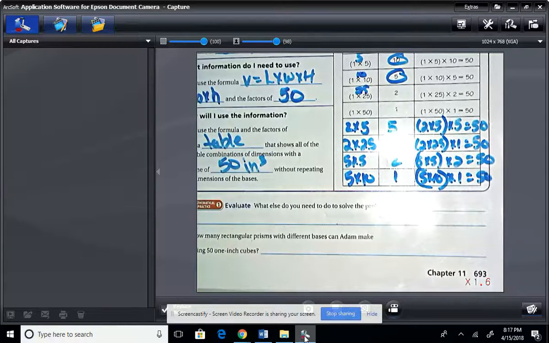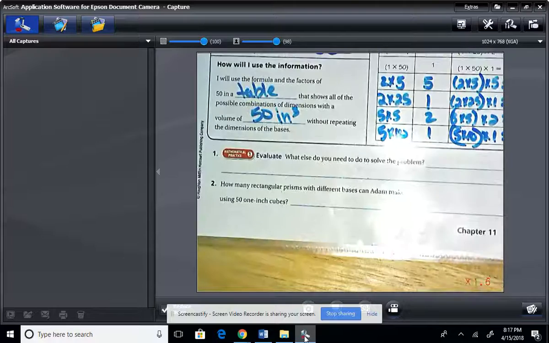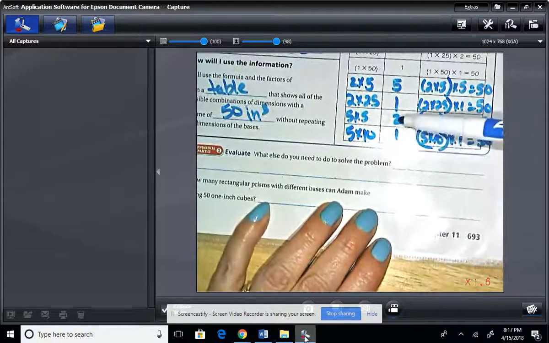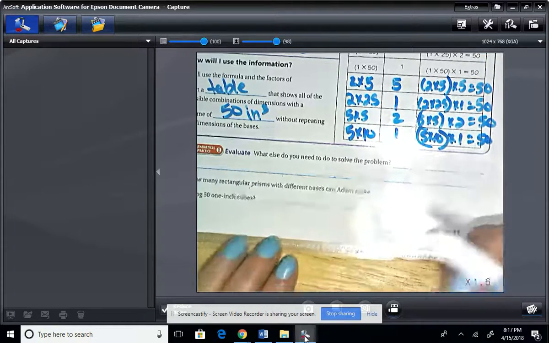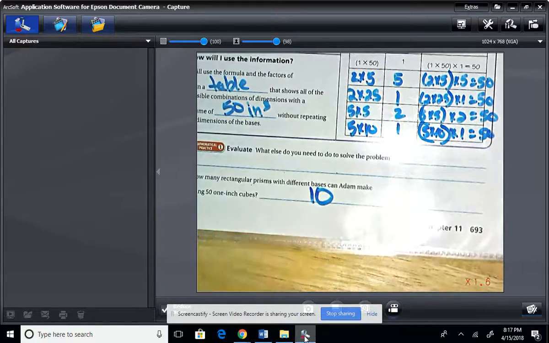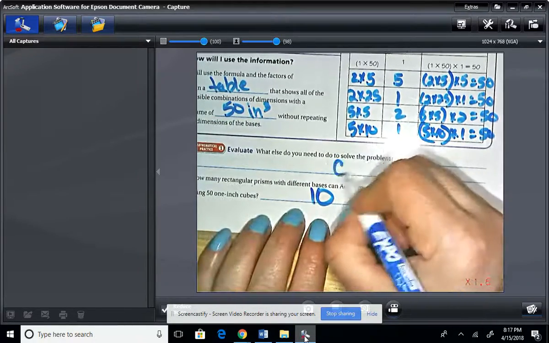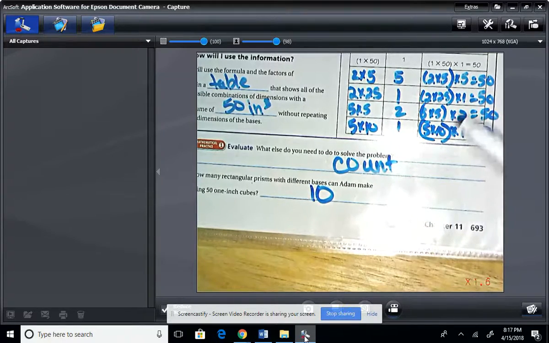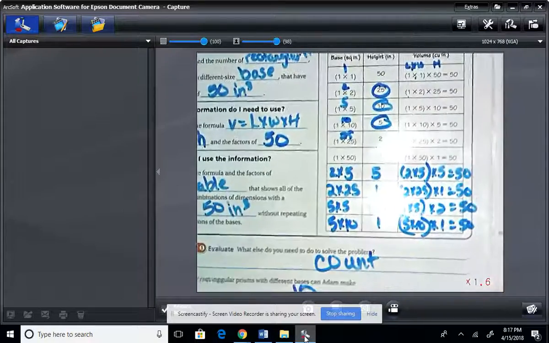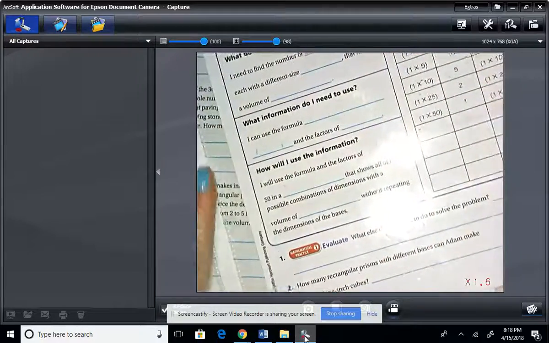What else do you need to do to solve this problem? Well, I need to count how many I have. 1, 2, 3, 4, 5, 6, 7, 8, 9, 10. So how many different ways? 10. I need to count all my ways. So I think it would be pretty impossible to keep track of all the ways if you didn't write them all down in the table. So let's try another one. Got to know your facts, guys.